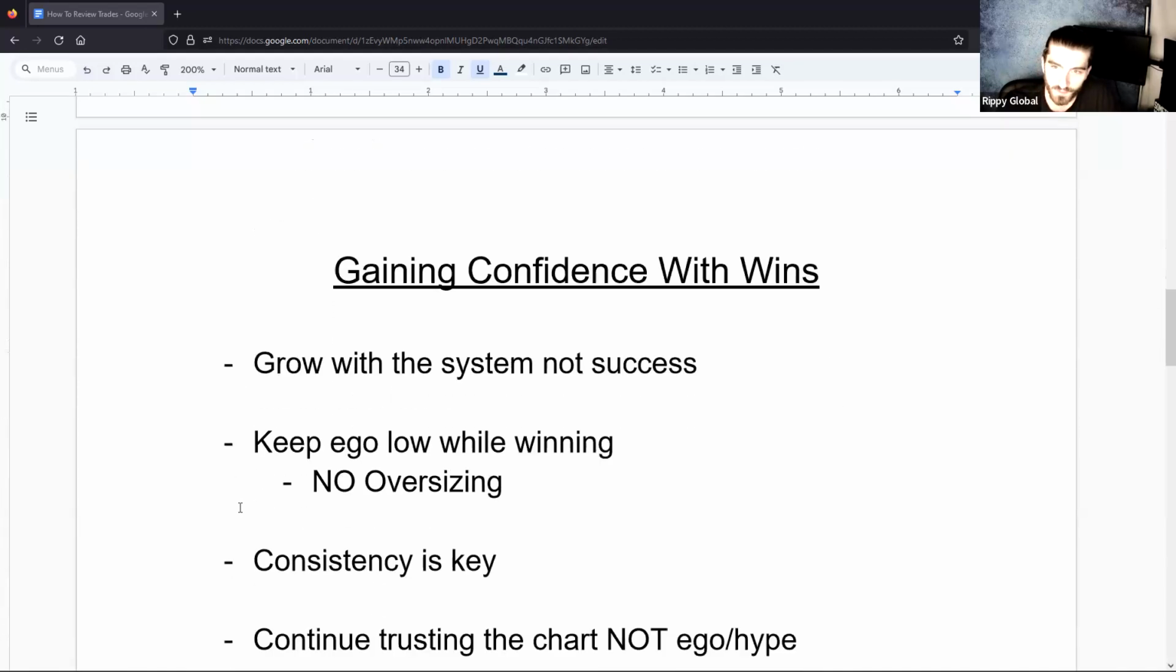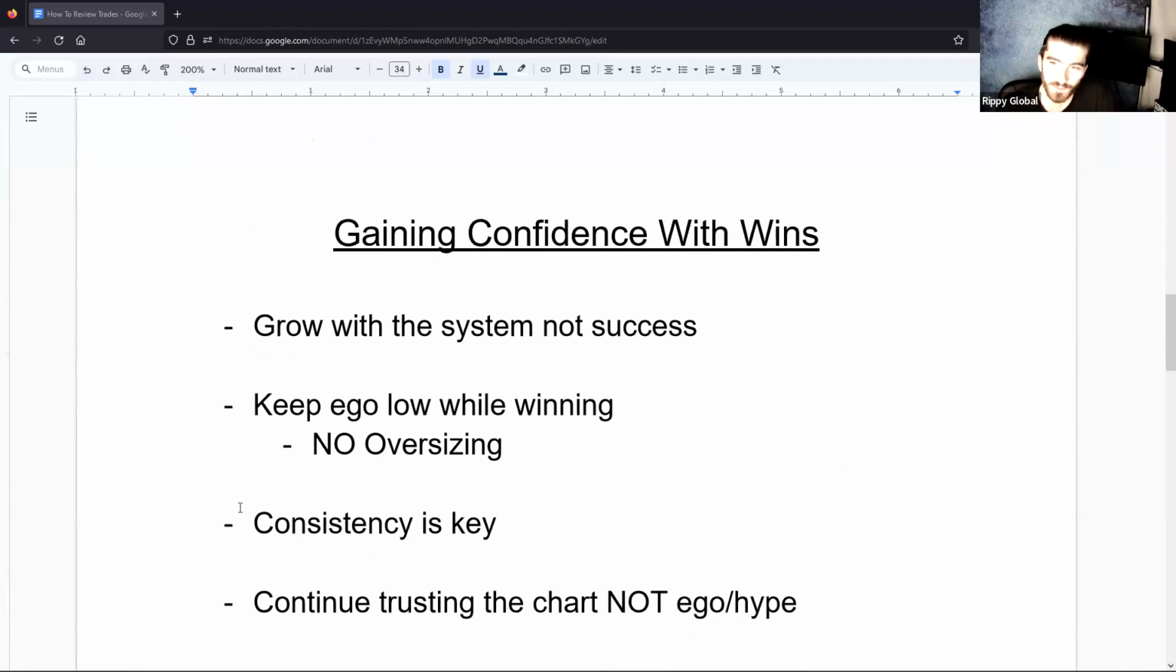And then gaining confidence with wins. This, I feel, is one of the biggest setbacks that people have. And it's not because I'm saying you're overconfident, but a lot of people, they take wins and think they're invincible. They think they can't be touched.